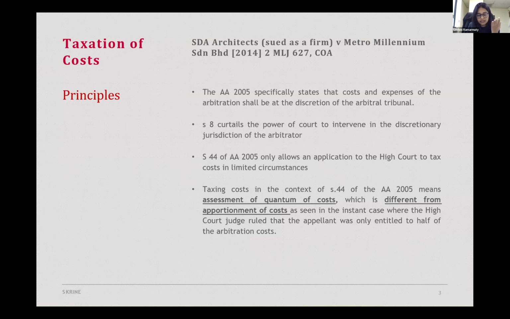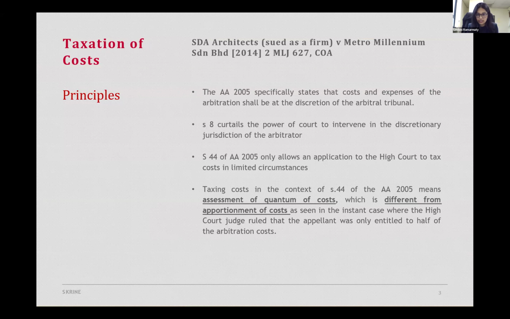In this case, the court discussed the tribunal's powers as well as the court's involvement in taxation, of course. Just to give you a bit of background facts, what had happened was the appellant was appointed as the respondent's architect for a housing project. Disputes arose in relation to payment of fees, and the matter was then referred to arbitration.